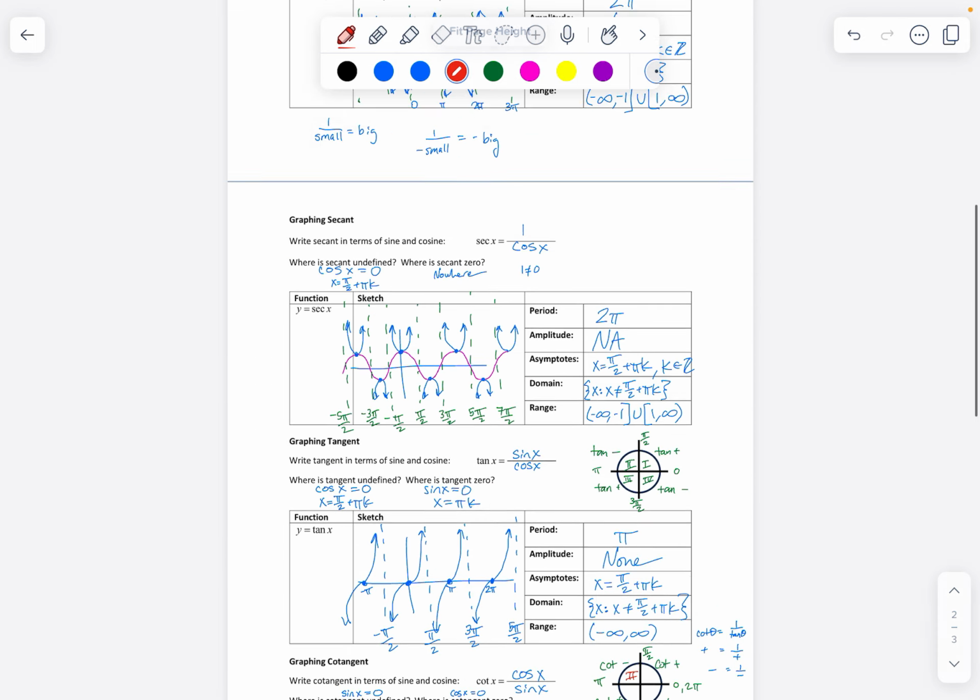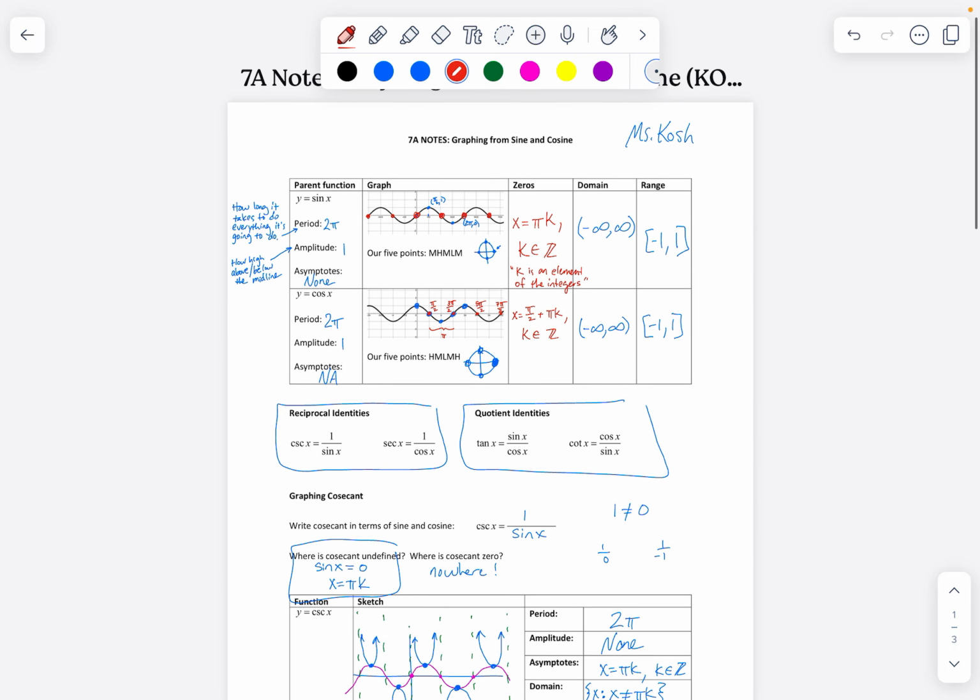And now we have talked about the 6 trig parent functions.